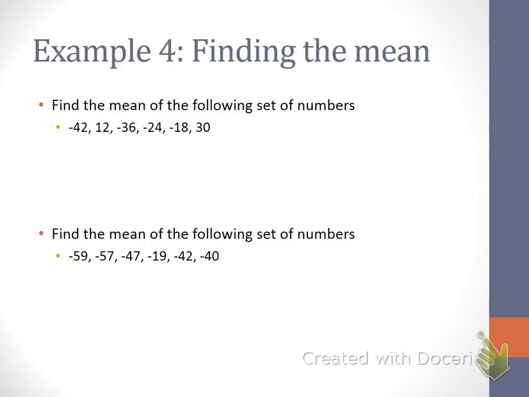Well, here's my problem. I've got positive and negative numbers. So here's what I want you to do. We did this the other day. I want you to group your positive numbers together and group your negative numbers. So we have 12 plus any other positive numbers? 30. And then we're going to write in our negative numbers. Minus 42, minus 36, minus 24, minus 18. Okay? And now I'm going to simplify. I'm going to add and keep my positive numbers and add and keep all of my negative numbers together.